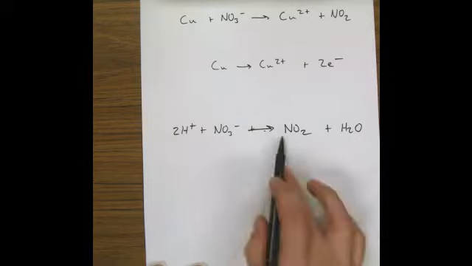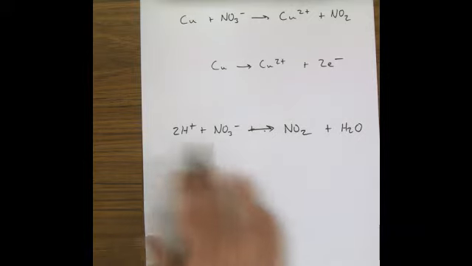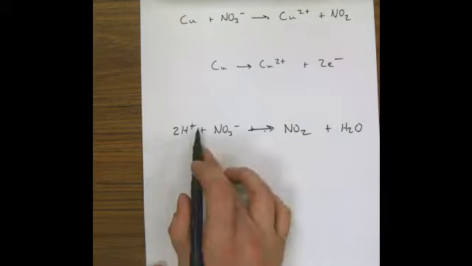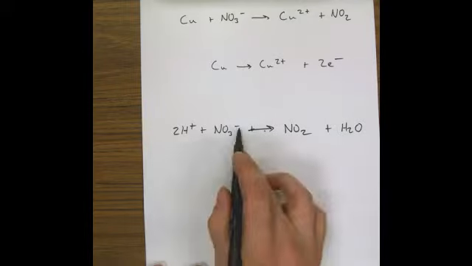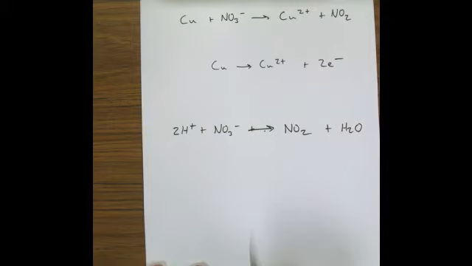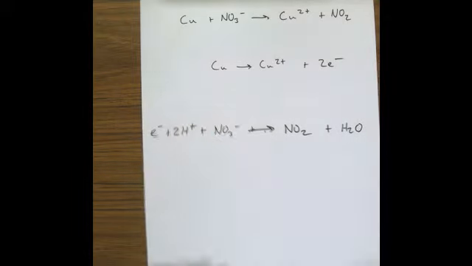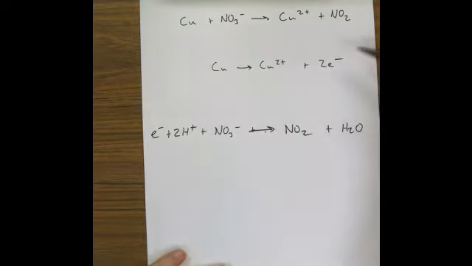So on the right side I have no charge. That means I have to add electrons in a way that I can get no charge over here. So I have 2 positives and I have 1 negative. 2 positive plus 1 negative is positive 1. To balance that out, I need to put 1 electron on that side. Done.